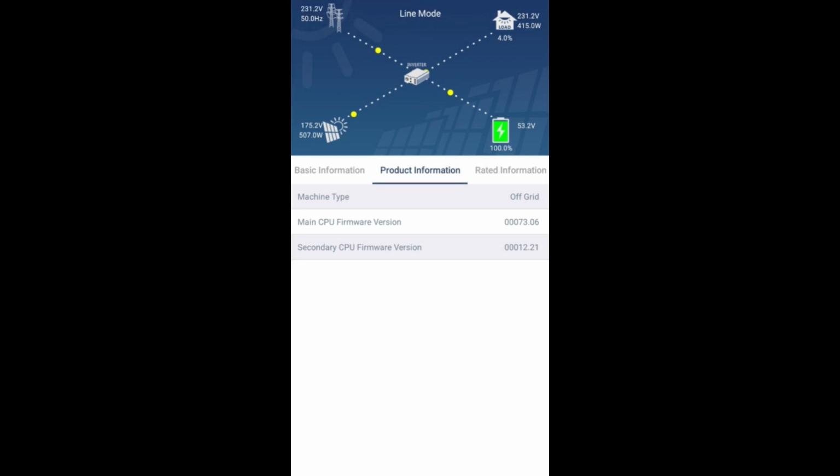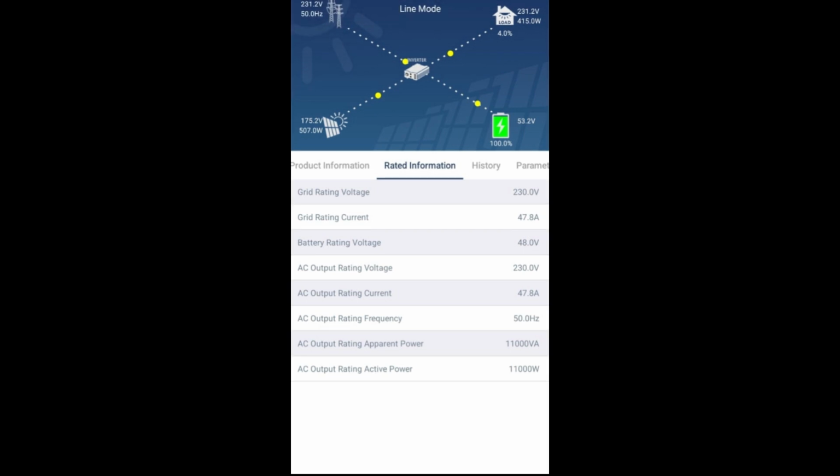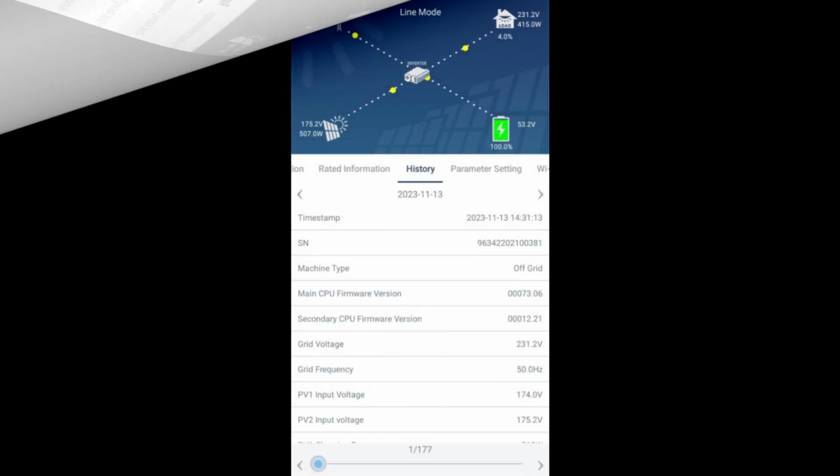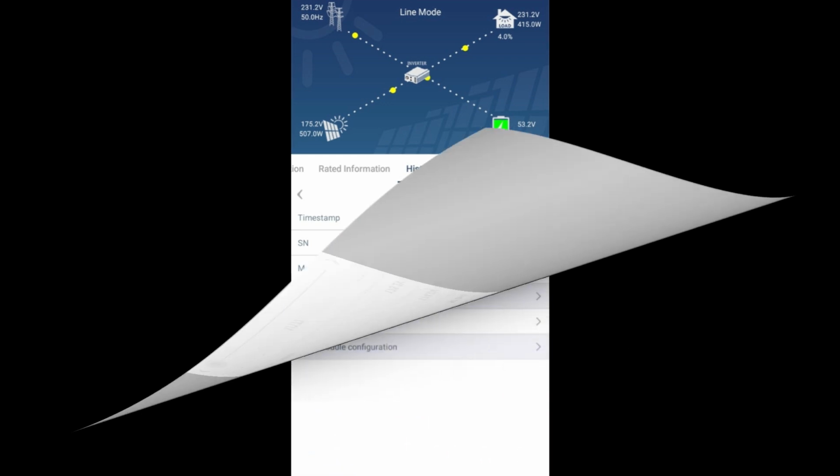Our next page is the production information, showing the type of inverter and firmware on the inverter. The next page is the rated information of the inverter. Here is where all the maximum values are displayed. The following page is the history page. Here is where every event of the inverter is recorded in 5-minute increments. How to read this will be in another video to soon follow.